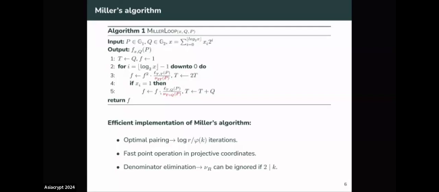In fact, there are many other techniques that can be used to optimize the Miller algorithm. For example, we can use projective coordinates to compute the point operations such that the field inversion can be avoided. And moreover, from the trick of denominator elimination, if the embedding degree k is even, then we can omit the vertical line evaluation.